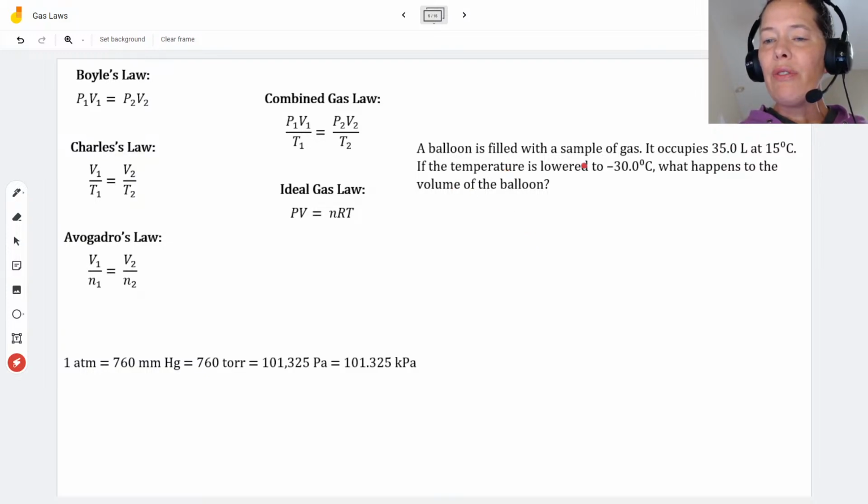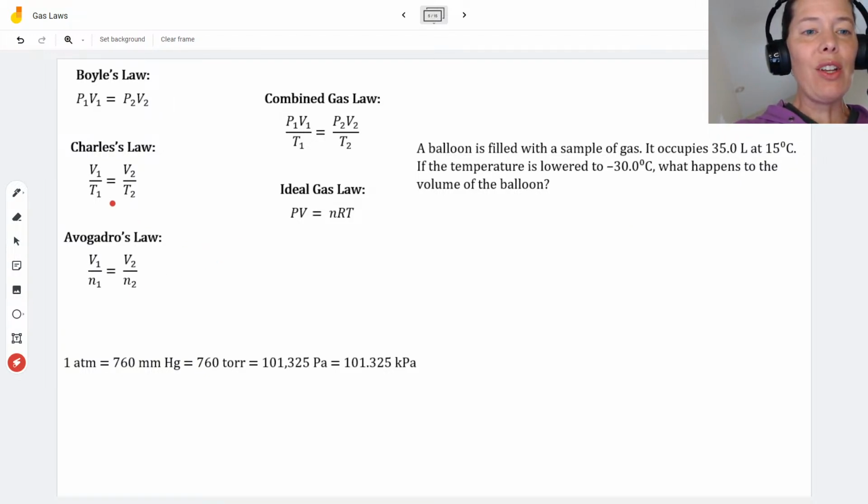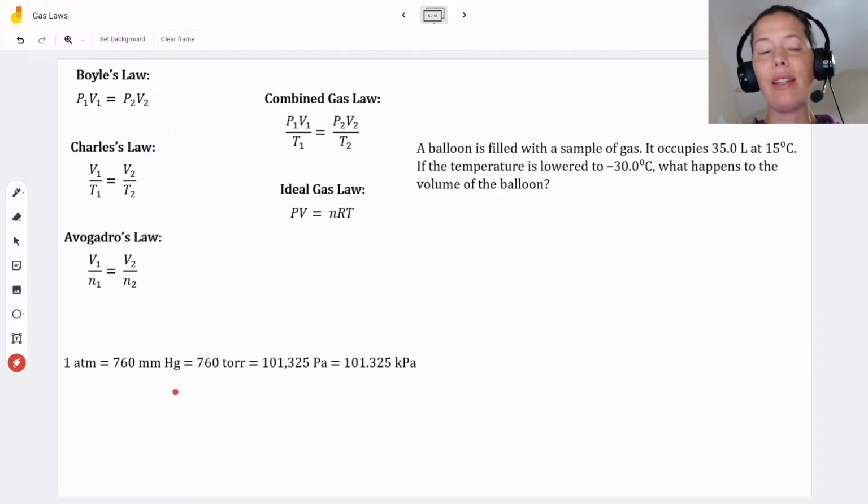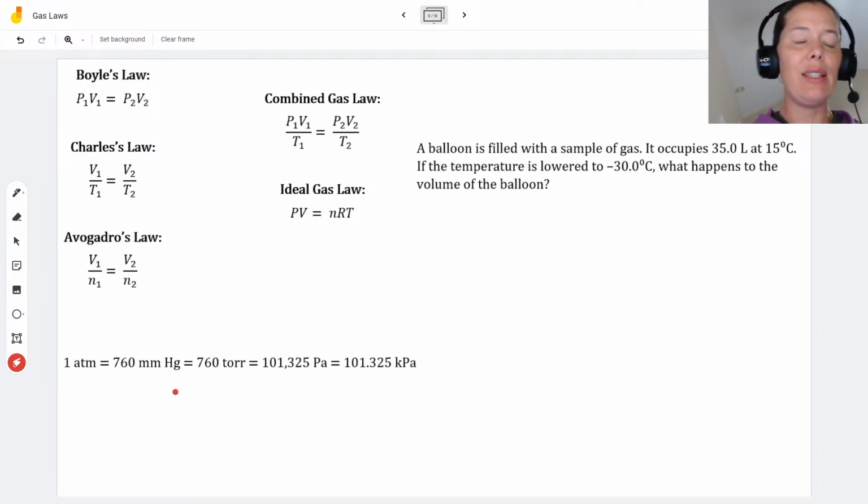Okay, a balloon is filled with a sample of gas. It occupies 35 liters at 15 degrees Celsius. If the temperature is lowered to negative 30 degrees Celsius, what happens to the volume of the balloon? All right, so I've got a new variable here. I have temperature. So what's going on is I have volume and temperature that are changing, and nothing else is changing. So I need a gas law where volume and temperature are changing. And if I look at all my gas laws, I can see that Charles's law is the gas law that I want in this case.